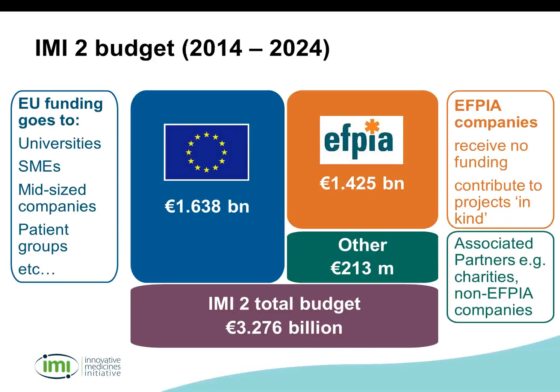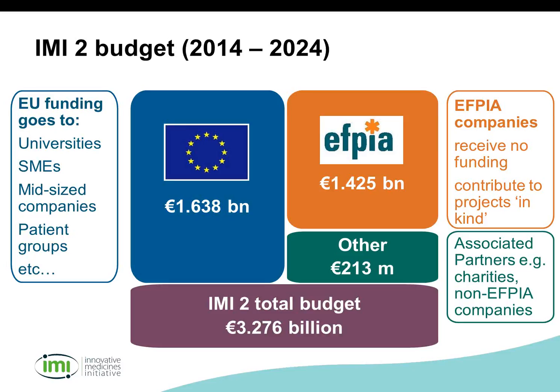Now, in terms of the budget, you can see the breakdown here, and this shows you the budget for the IMI2 program, which is part of the Horizon 2020 program. We have the funding from the European Commission, which goes to the public eligible beneficiaries, so universities, SMEs, mid-sized companies, patient groups, and so on, and this is 1.638 billion euros. Then the contribution from the private part is largely coming from EFPIA, the European Federation of Pharmaceutical Industries and Associations. This is to the order of 1.425 billion euros.